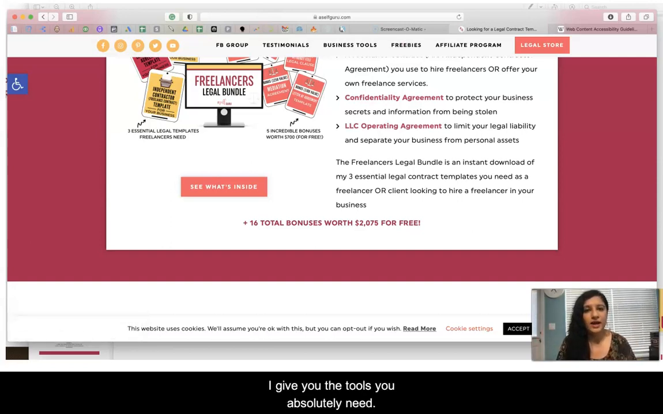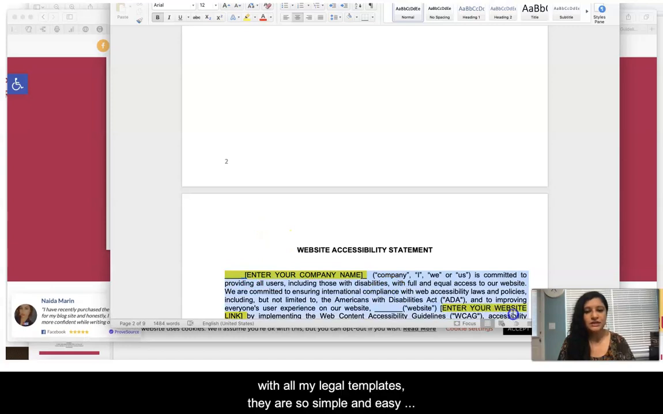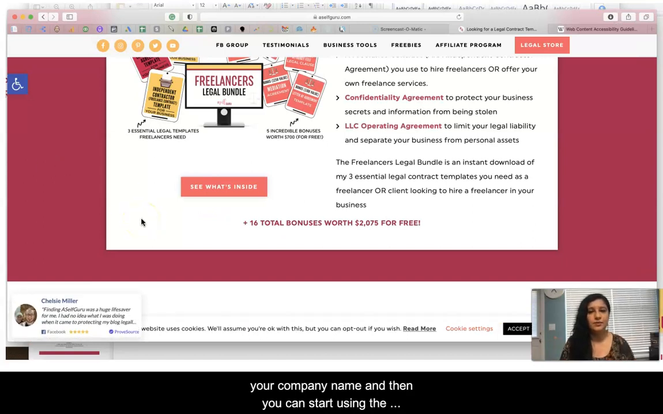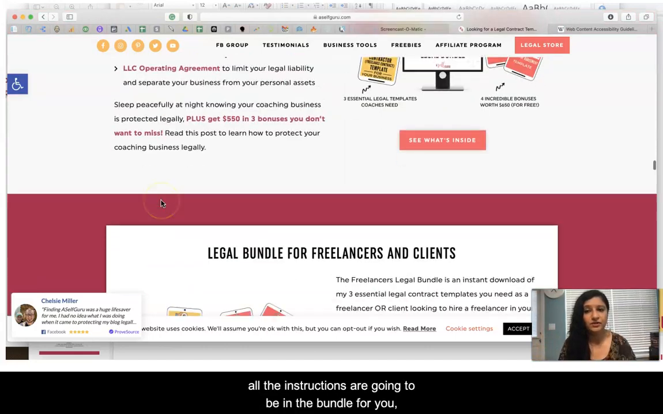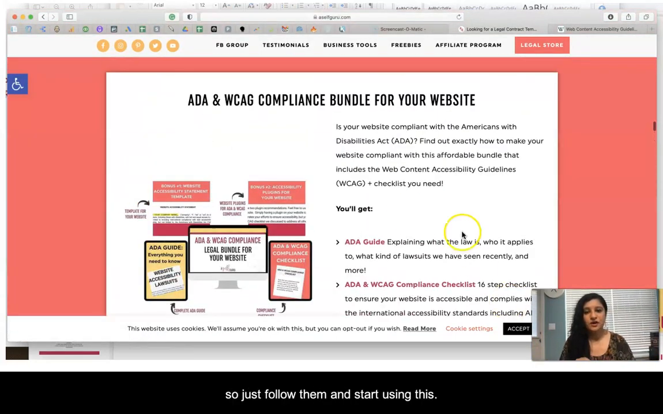And with my template here, as with all my legal templates, they're so easy and simple to use. Within 5 minutes, you just plug in the information as instructed, like your website name, your company name, and things like that. And then you can start using the template on your website. Again, all the instructions will be in the bundle for you. So all you've got to do is follow them and start using it.